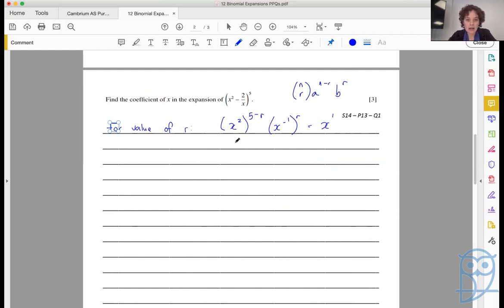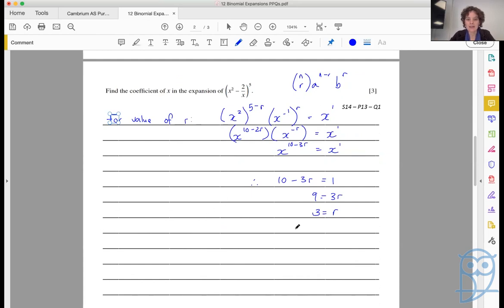So if we now build this out, we have x to the 10 minus 2r times x to the minus r equals x to the 1. Remember, we're using exponent laws just to simplify. x to the 10 minus 3r equals x to the 1. If our bases are identical, our exponents must be equal. 10 minus 3r equals 1, therefore 3r equals 9, r equals 3. So now we know which term. We know which combination is going to give us a term in x out of these wonderful x squareds and x to the minus 1s.